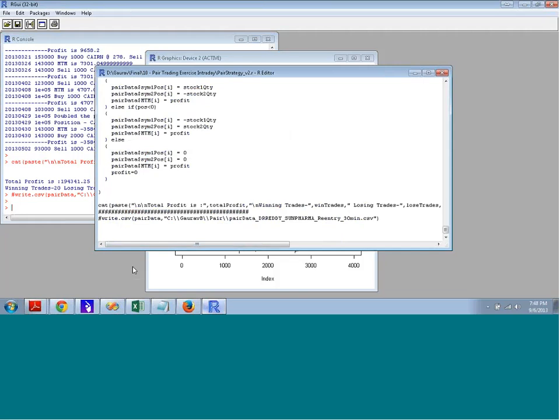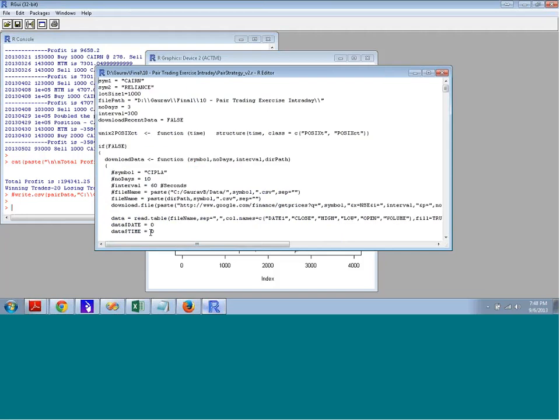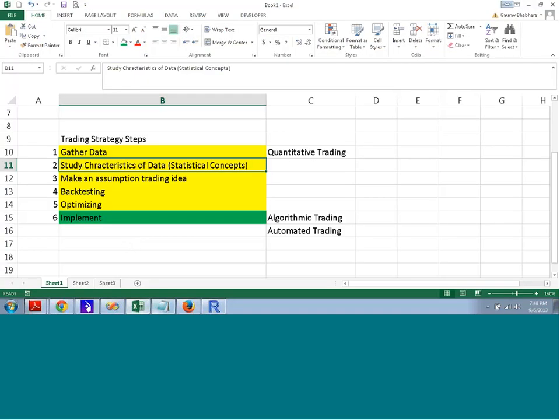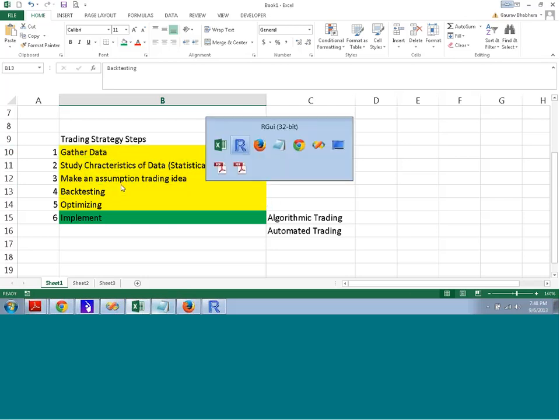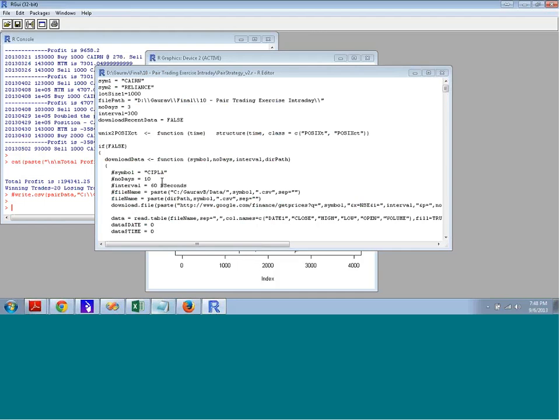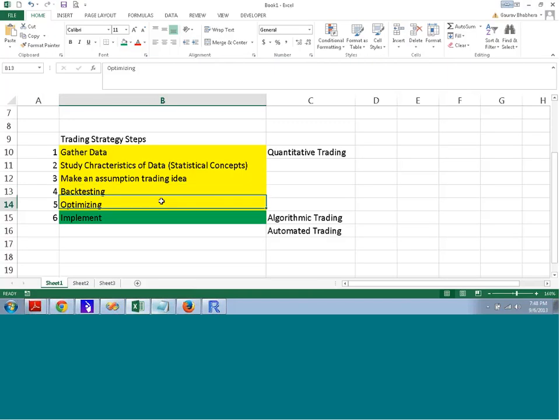So this is how backtesting can be done, and the trading strategy can be automated. This is still the signal generation part. So we have covered how to do the backtesting and how to use this software.